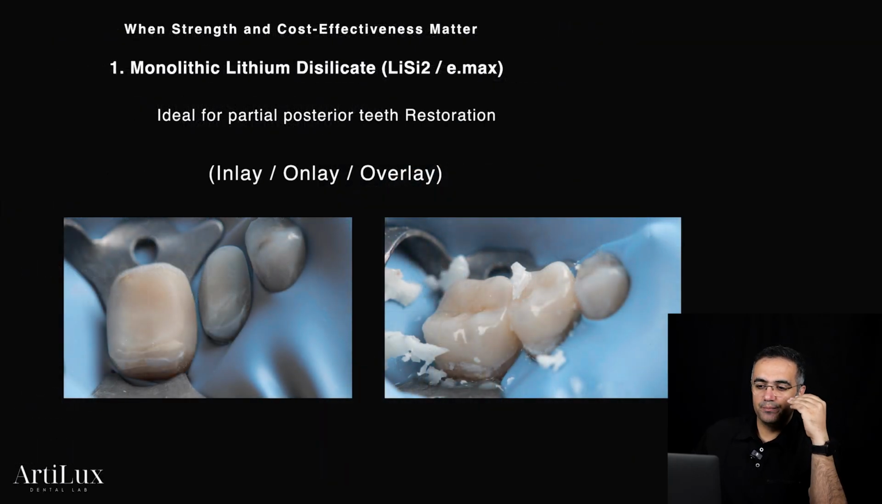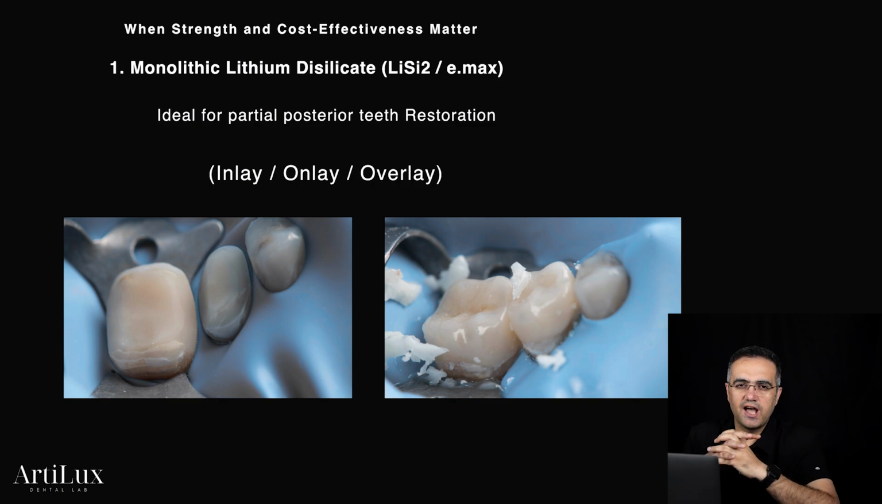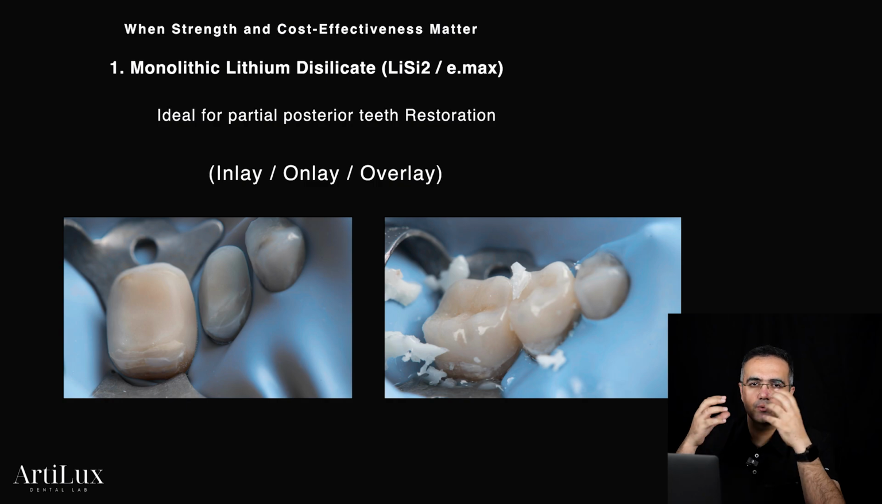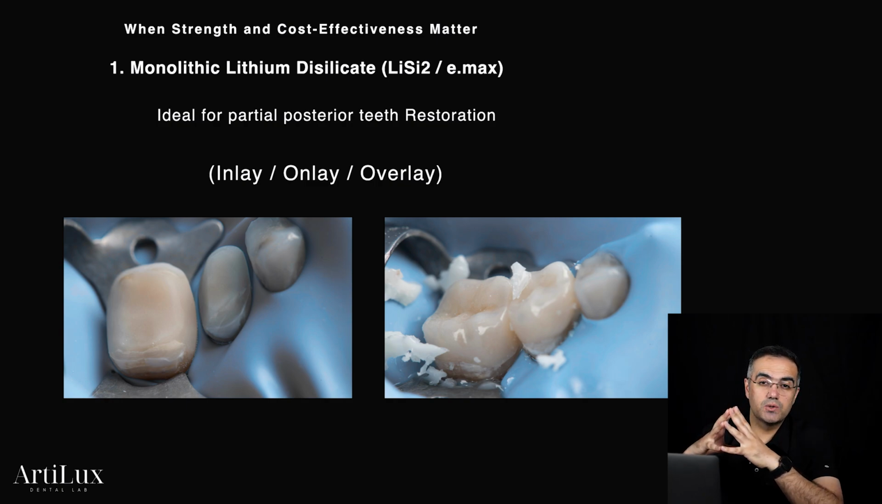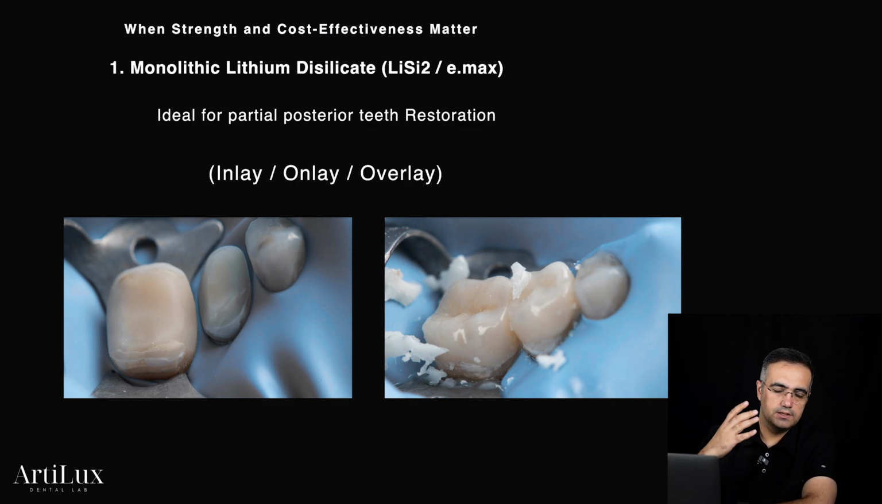Another indication for the monolithic lithium disilicate is for the posterior restoration. You have a case of full mouth rehabilitation. You want to do overlay restoration for the posteriors, so it's a very good choice to use the monolithic lithium disilicate, or sometimes you can also use composite as, let's say, a semi-permanent restoration as overlay. So when you have even one overlay restoration, only one restoration, it is better to use only the lithium disilicate.